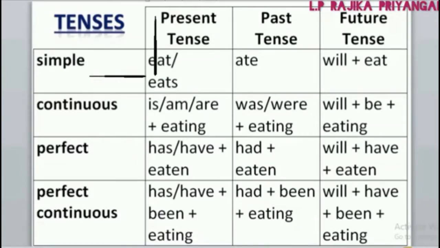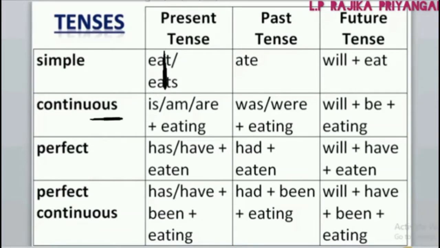First, we will take the simple present tense. We form the simple present tense by taking V1 and V2. V1 is eat, V2 is eats. Eat is used with plural nouns. Eats is used with singular nouns. Simple past tense is made by using V4, which is ate. When we consider the simple future tense, it is made by will plus the base form. Here it is will eat.